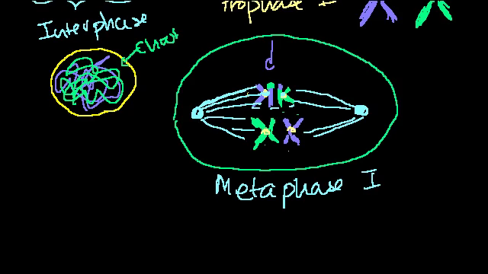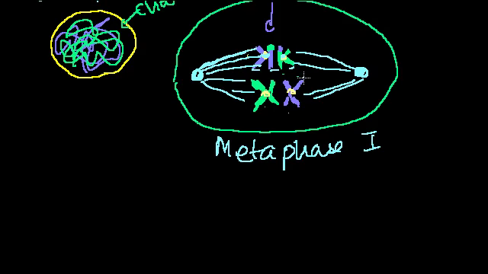Now anaphase 1 is interesting because remember, in mitosis, in anaphase, the sister chromatids separated from each other. That's not the case in anaphase 1 here in meiosis. So when we enter anaphase 1, just the homologous pairs separate. So the chromatids stay with their sister chromatids. So on this side, you'll have these two go there.